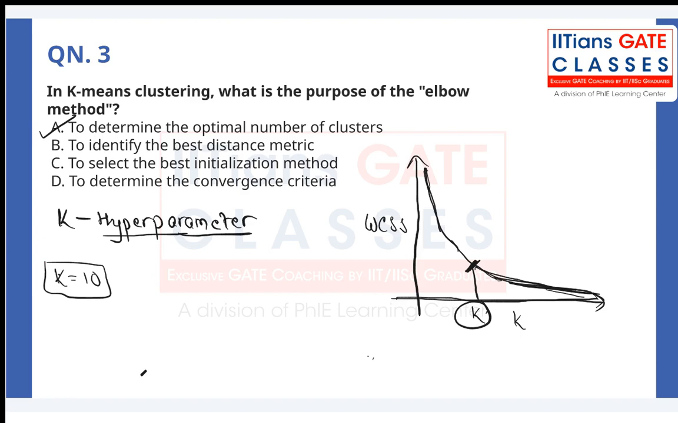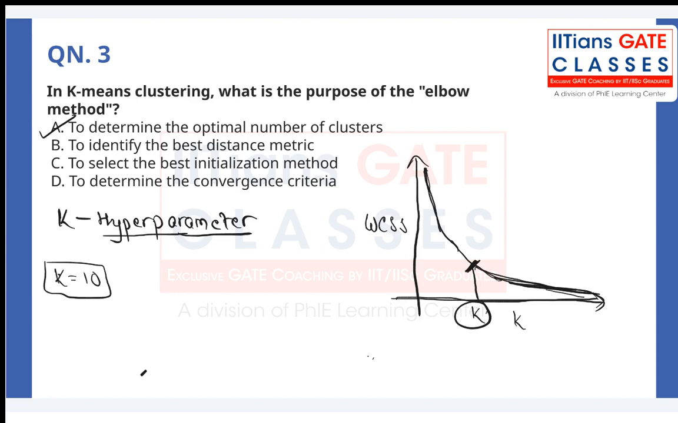The purpose of the elbow method is to determine the optimal number of clusters. The other options, option B says to identify the best distance metric. Doesn't make any sense. We are not talking about distance at all here. The distance metric we use once we fix the value of k, then for using that k, we use a distance metric that calculates the distance from a point to the cluster centroids.